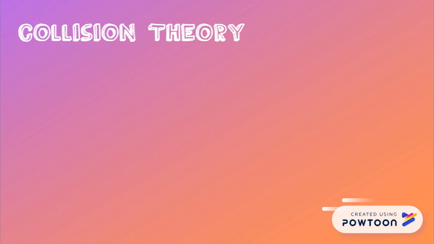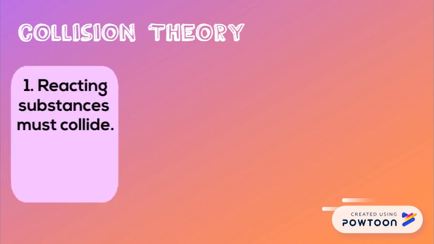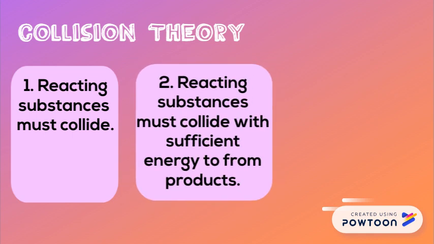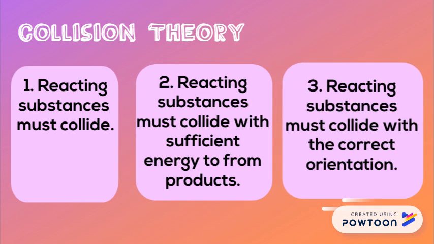place. We use the collision theory to model what is happening in a chemical reaction. First, reactants must collide. Second, they must collide with the right amount of energy. And lastly, they must collide with the correct orientation.